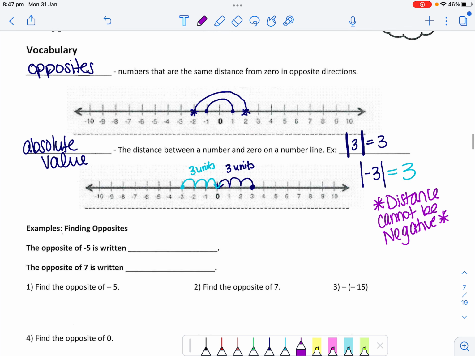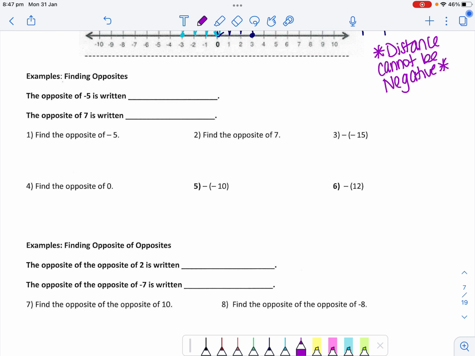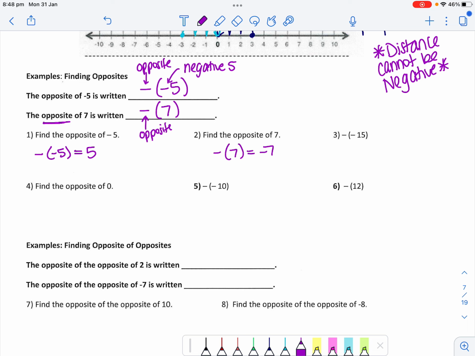So the first thing that we're going to do is we are going to be finding opposites. And we're going to talk about how we write them mathematically and then how we evaluate them. So the opposite of -5 is going to be written as the opposite of -5. So this represents opposite, and then this is the -5. Okay. So this one, the opposite of 7, is going to be written as the opposite of 7. So again, this first negative sign means the word opposite. So when it says find the opposite of -5, the opposite of -5 is +5. The opposite of 7 is -7.